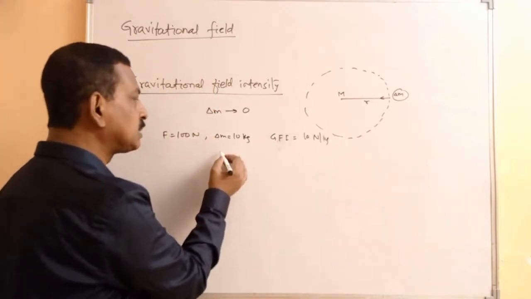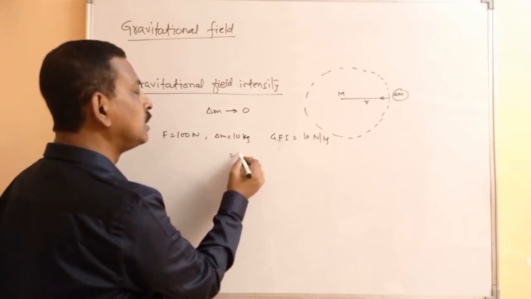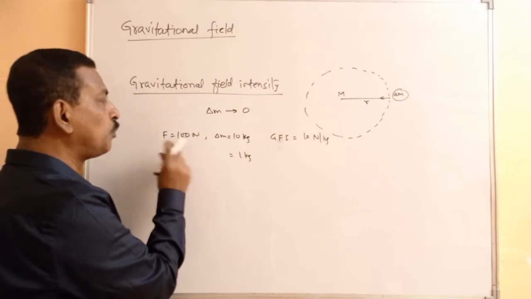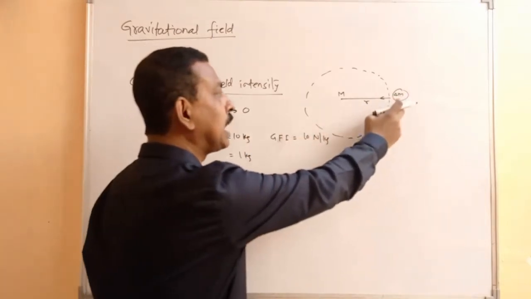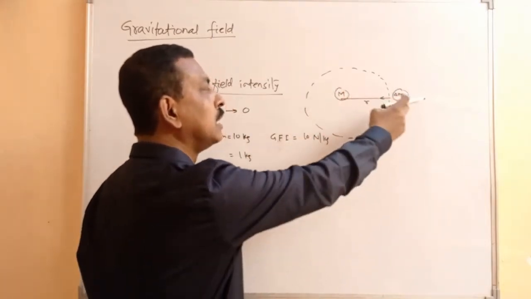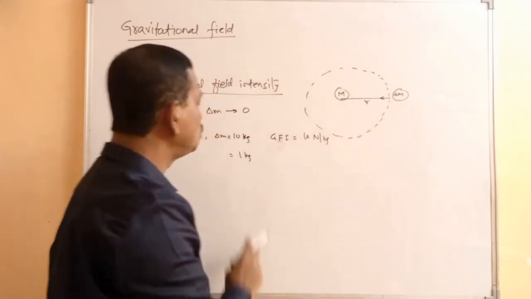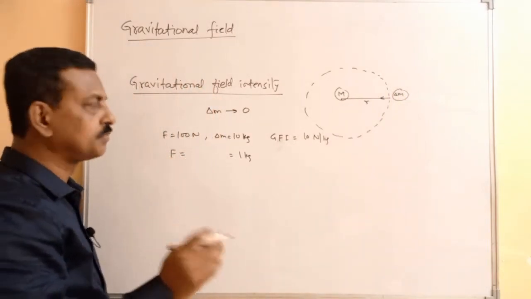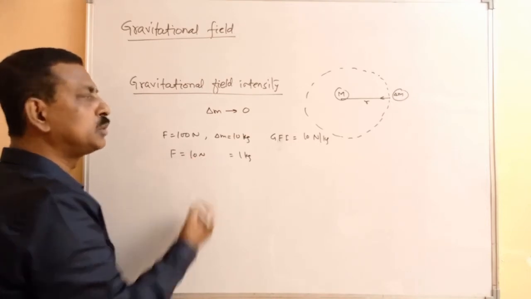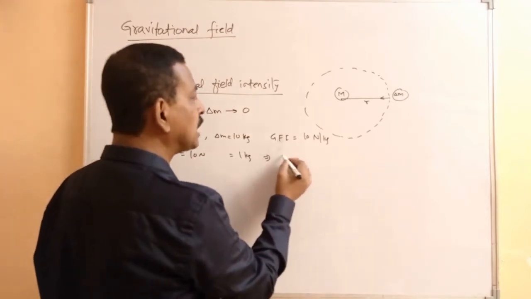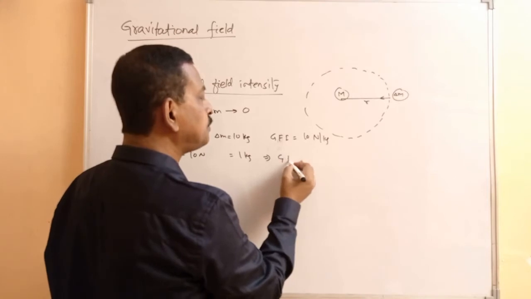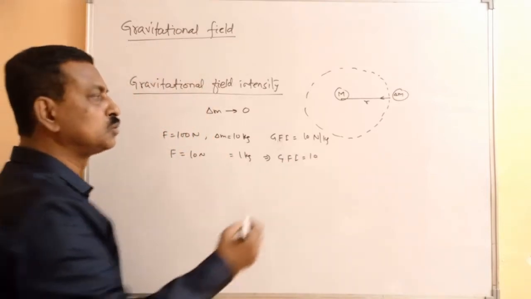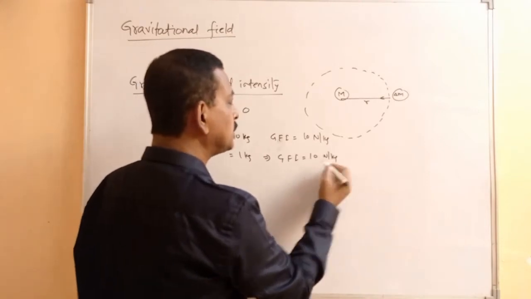If our test mass is suppose your 1 kg, then how much force it will experience? Whatever be the source mass, I'm changing this mass to say 1 kg. So obviously the force experienced will also get changed. Now this will be how much? 10 Newton. So the corresponding value of the gravitational field intensity will be again 10 by 1. So it is this much Newton per kg.